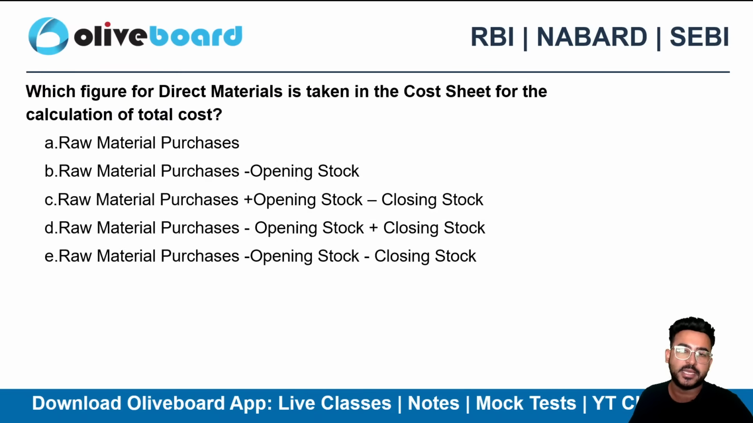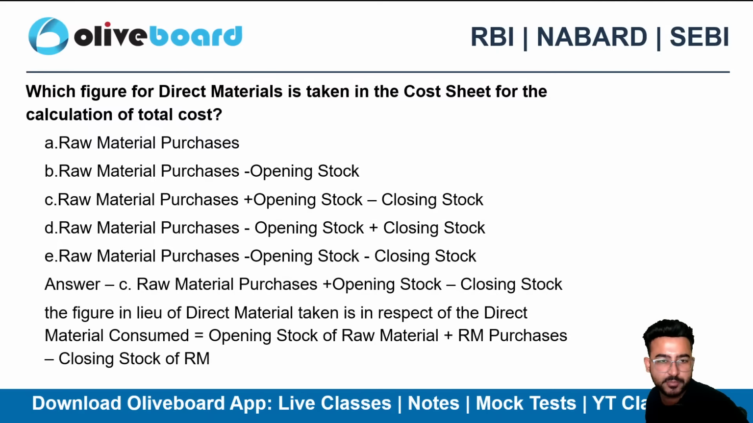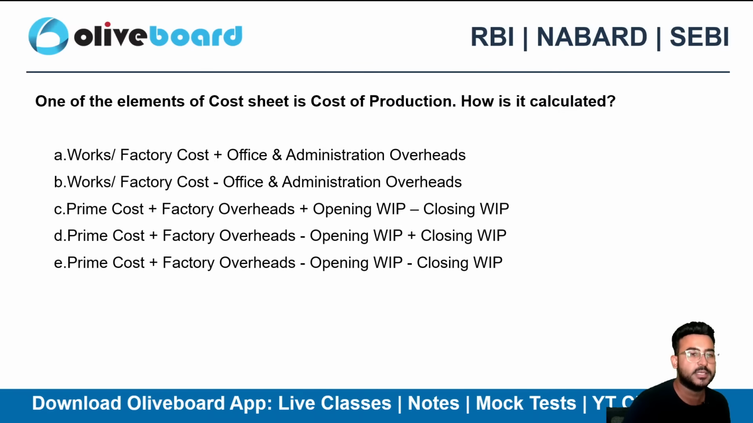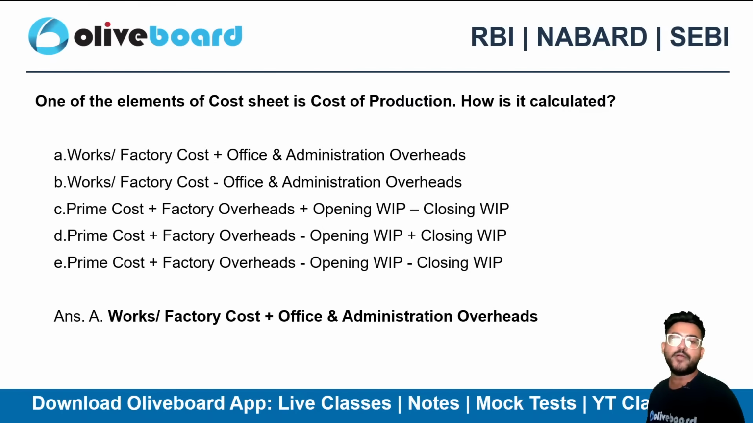Which figure for direct material is taken in the cost sheet? We all know that we take direct material on the consumption basis, right? So it is raw material purchases plus opening stock minus the closing stock. One of the elements of the cost sheet is cost of production. Can you tell me how we calculate the cost of production? Option A is the correct choice. Factory cost plus administration overheads will give me my cost of production.